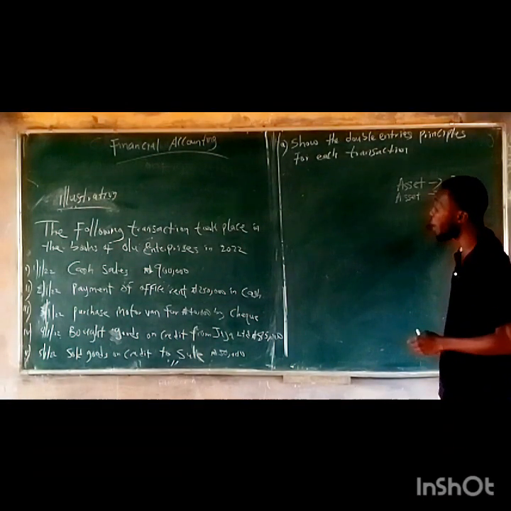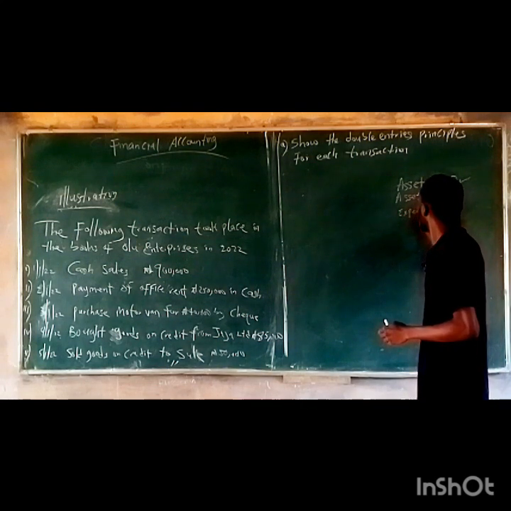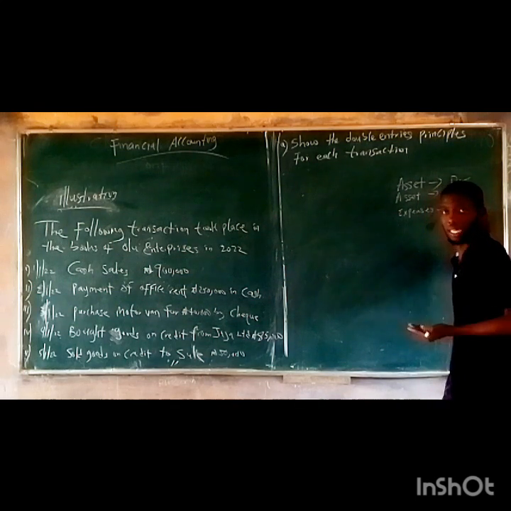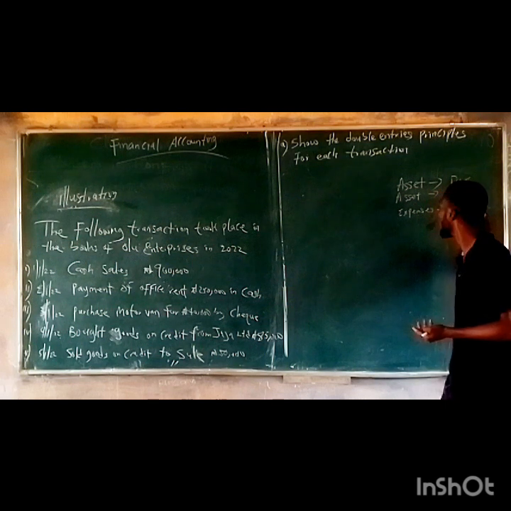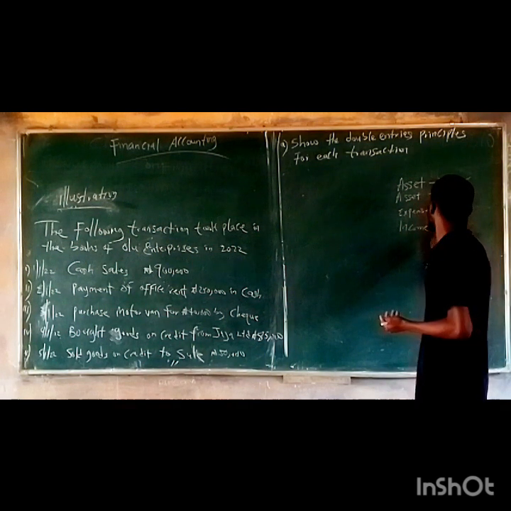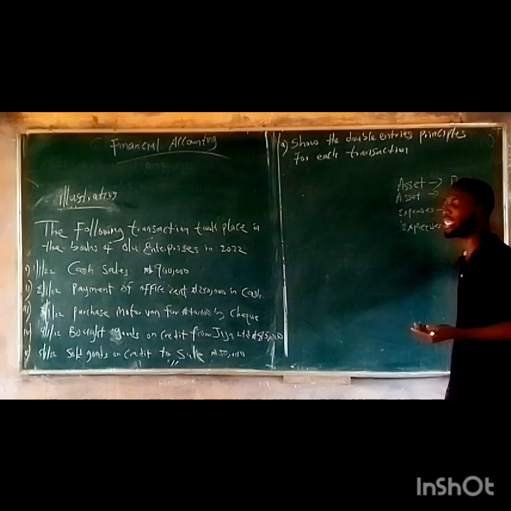But when an expense is at the debit side, it means that there is an increase in expenses. When an expense is at the credit side, it means that there is a decrease in expenses. That's the effect.